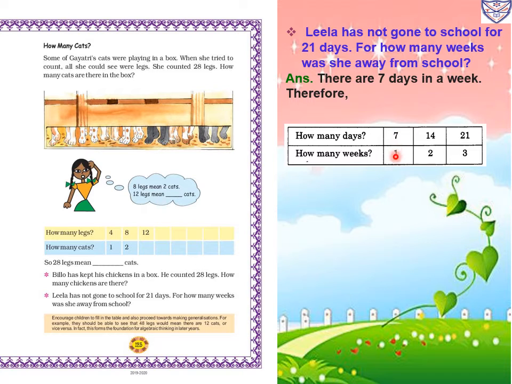So 7 days will make 1 week. Then 7 plus 7, that will make 14. So 14 days will make 2 weeks. Then 14 plus 7, that will make 21. So 21 days will make 3 weeks.